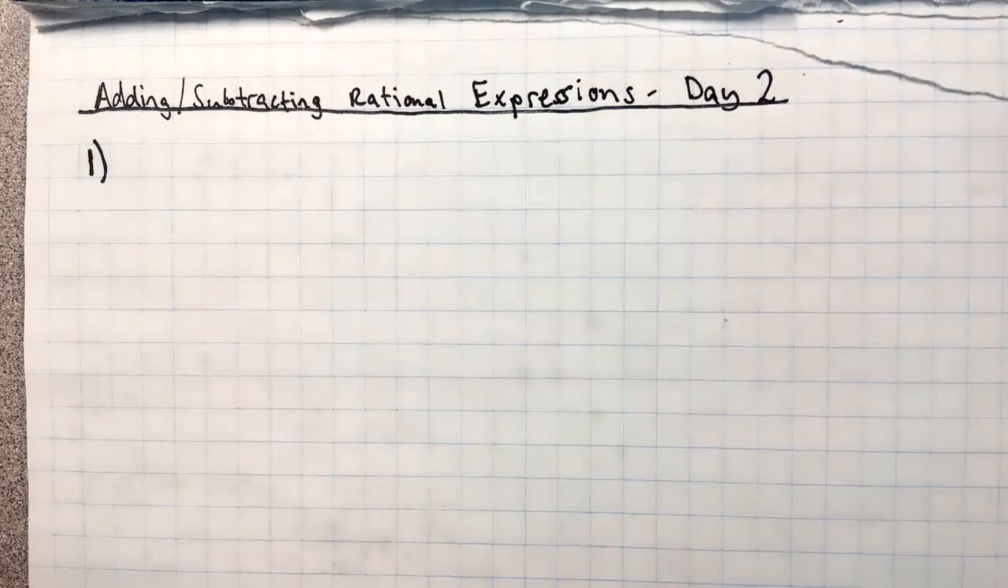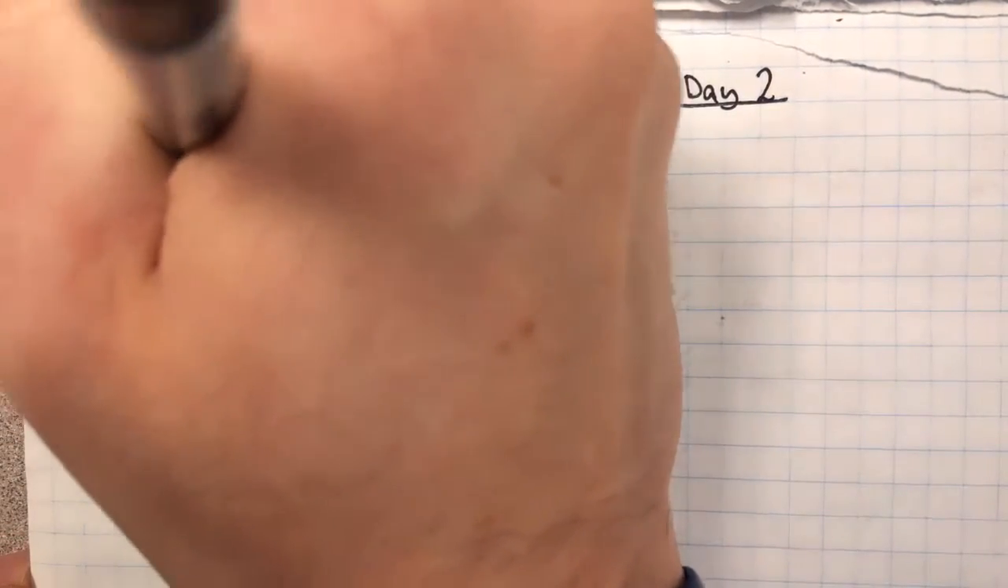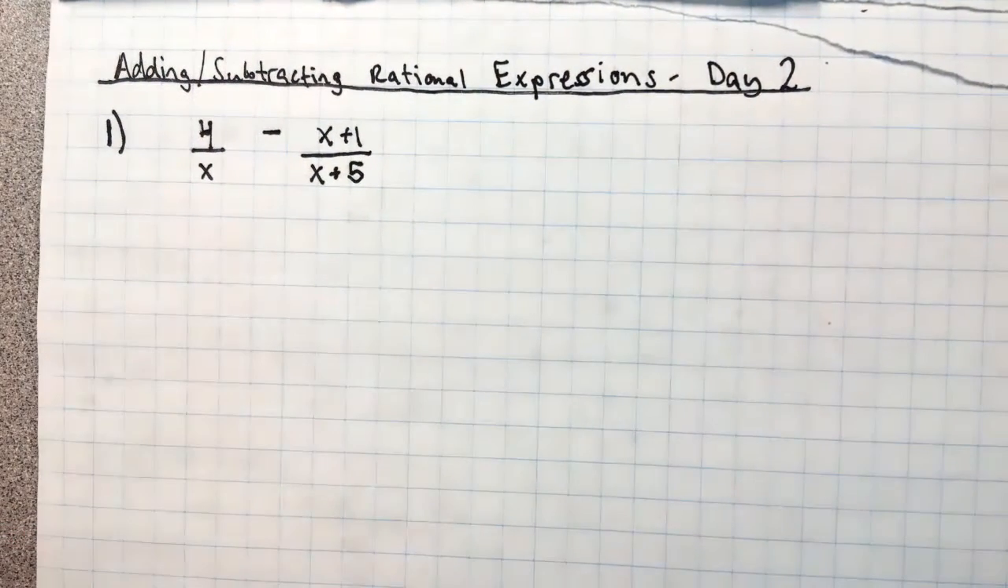All right, the first example that we'll do for adding these rational expressions, let's just do this. 4 over x, then let's subtract x plus 1 divided by x plus 5. 4 over x minus x plus 1 over x plus 5.